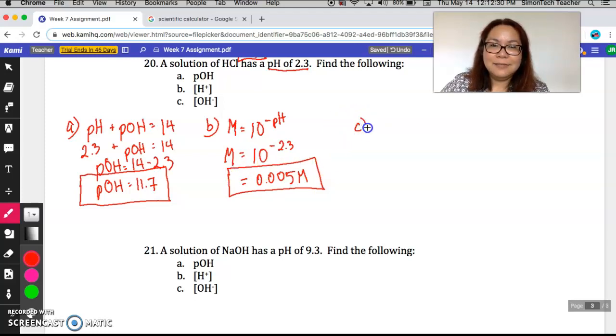And now let's do C. This time we need to find the concentration of the hydroxide ion, the base. Again, we have the equation for the concentration, inverse of the log, 10 to the negative pOH. So you have to plug that into your calculator. This time, negative pOH. The pOH we found was 11.7. So it's going to be 11.7. Plug that into your calculator, please.